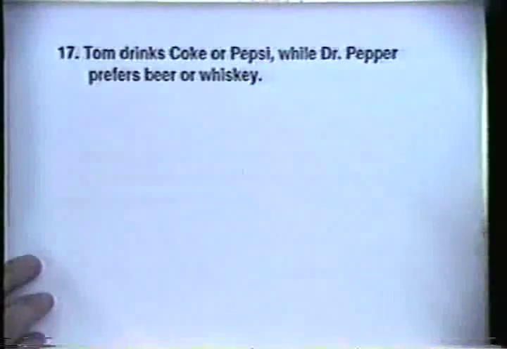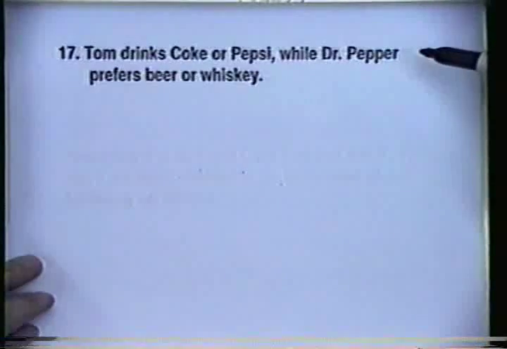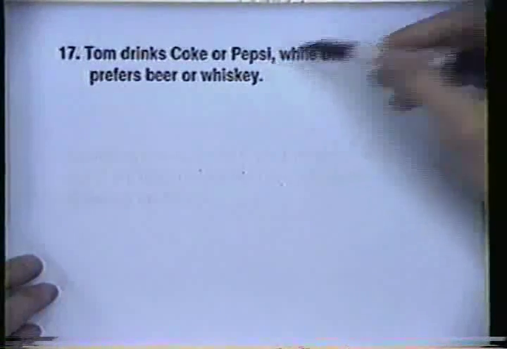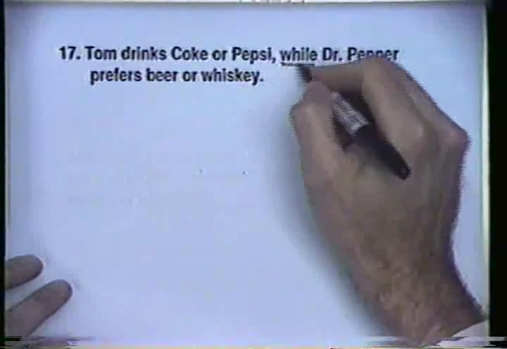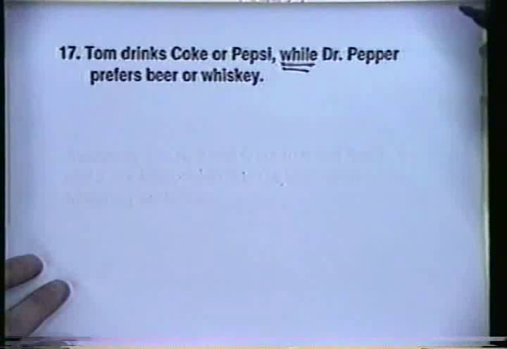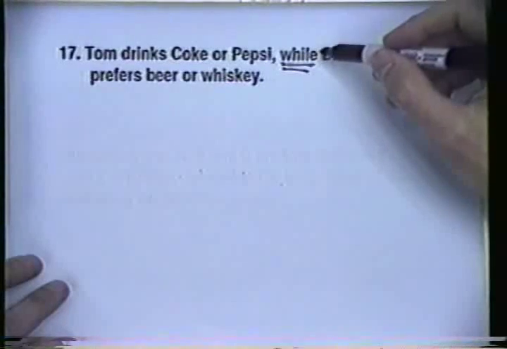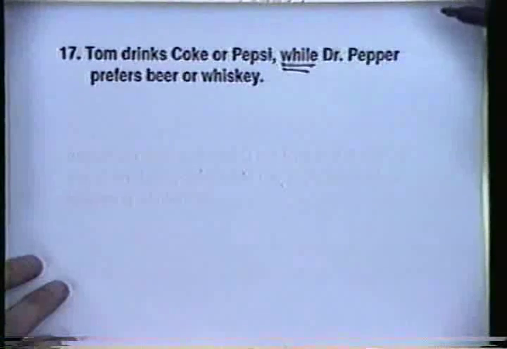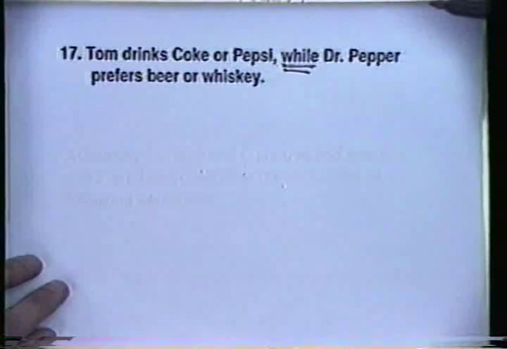All right, one more translation and then a couple trues and falses and we're done. Tom drinks Coke or Pepsi while Dr. Pepper prefers beer or whiskey. Well, notice the comma here in this sentence. That shows you the main break, as it were. And so the while is the main connective. And notice that though this has other conversational implications, for logical purposes, it really doesn't mean anything more than and. The sentence says, Tom drinks Coke or Pepsi, and Dr. Pepper prefers beer or whiskey.